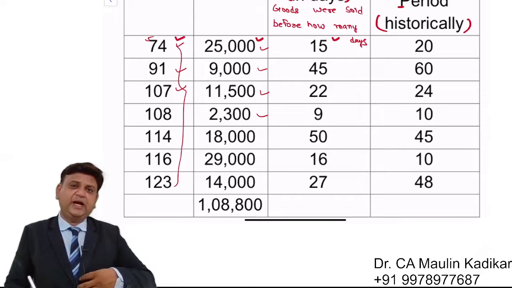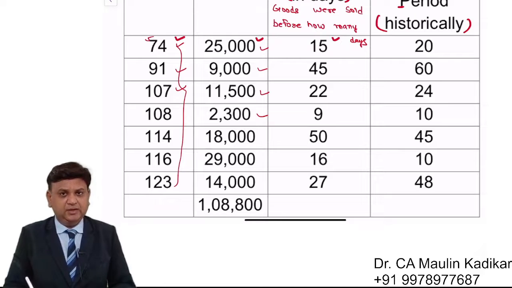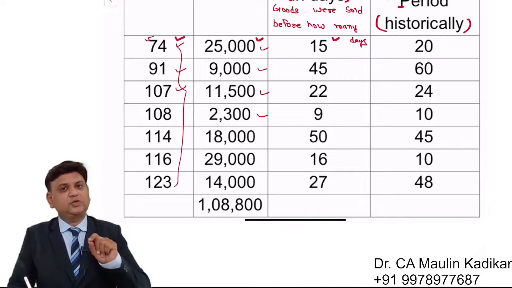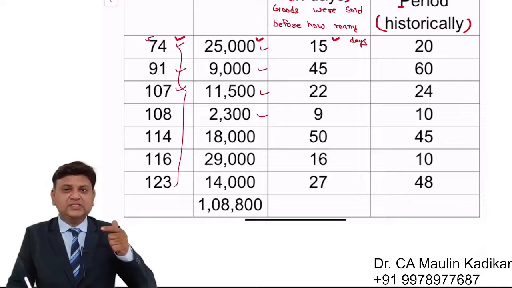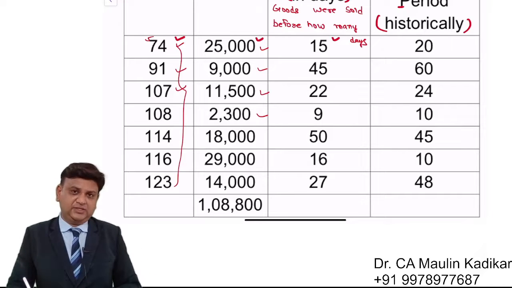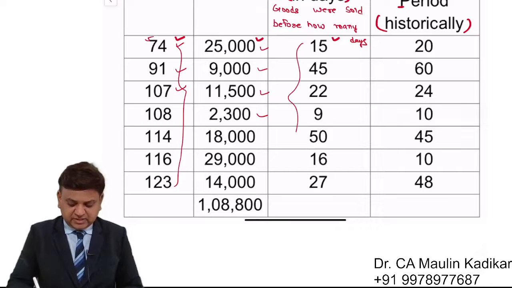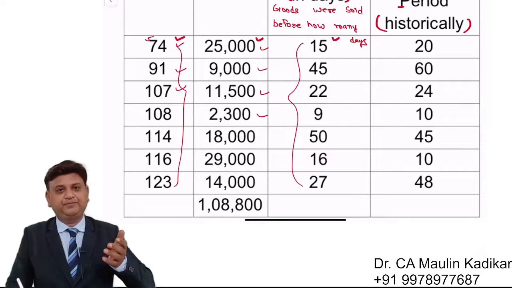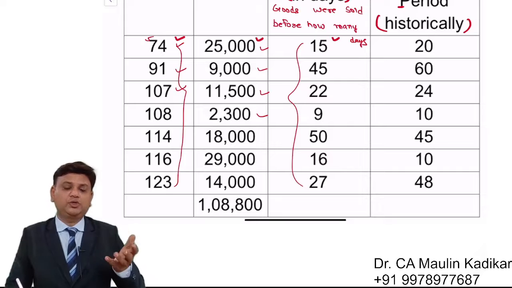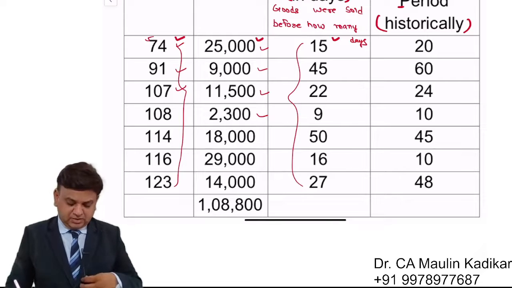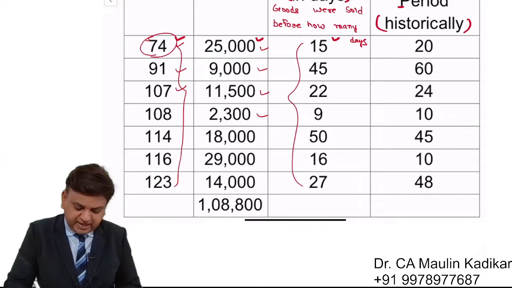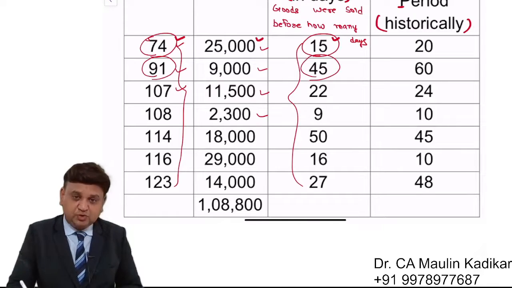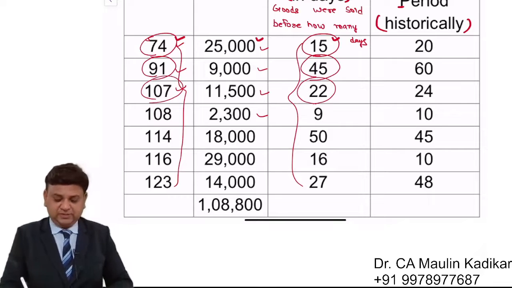Then State Bank of India asked for the next details that you tell us that the goods were sold to these customers before how many days? So J Limited replied that this is the number of days before which I had sold goods to these customers. To customer number 74, I had sold it before 15 days. To customer number 91, I had sold goods before 45 days. And so on, information is given to us.